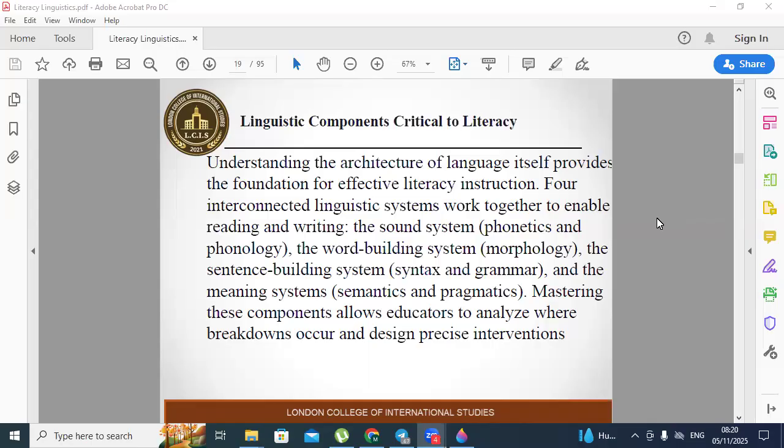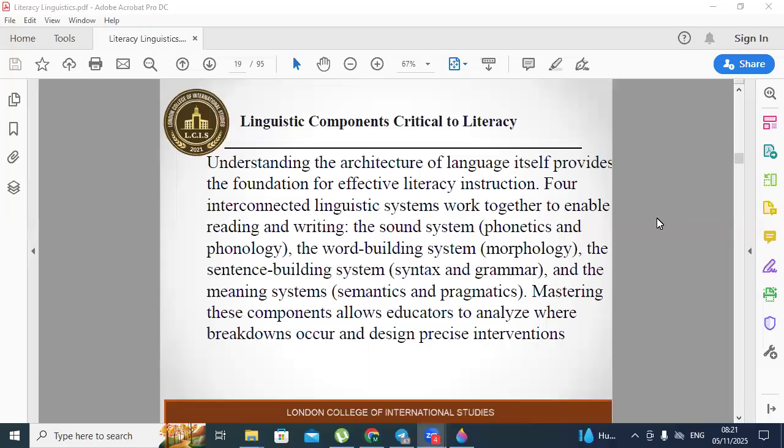First is the sound system, phonetics and phonology. Phonetics examines the physical properties of speech sounds, while phonology studies how these sounds function and the patterns in particular languages. Second is the word building system, morphology. This explains how meaningful units combine to create words. Understanding morphology unlocks vocabulary exponentially.